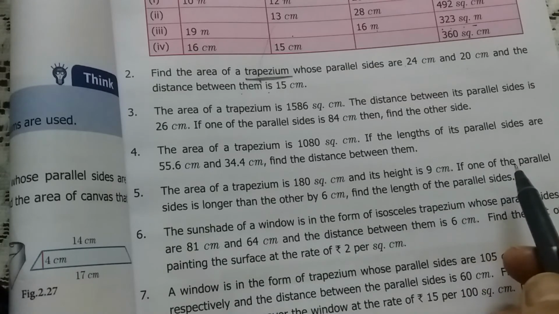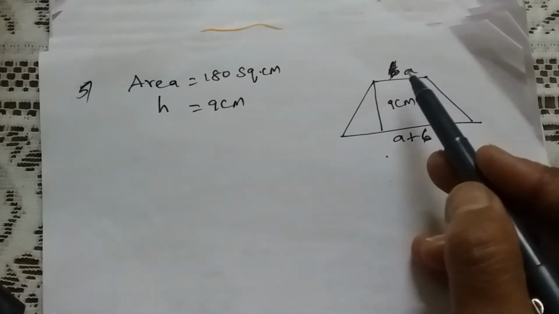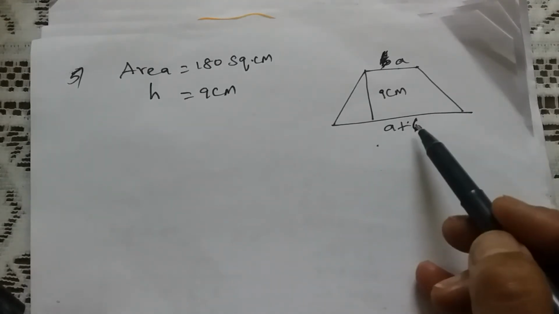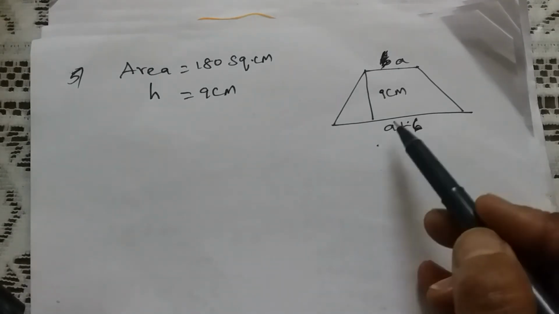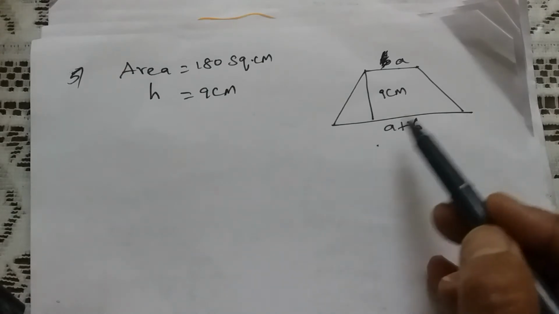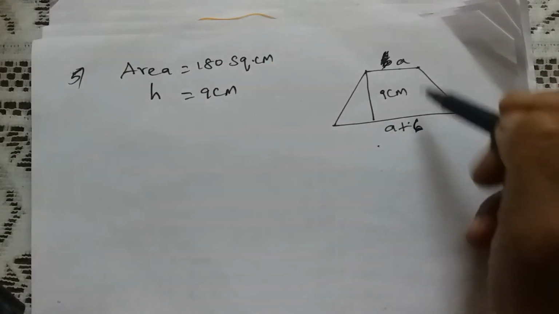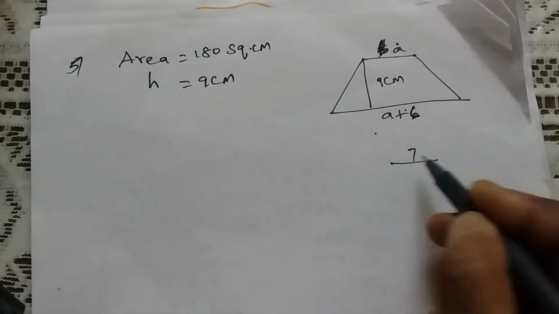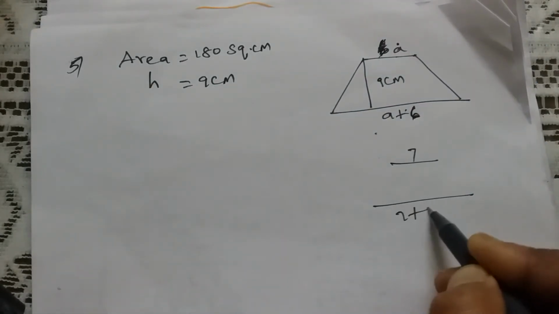One of the parallel sides. We have two parallel sides. One parallel side is 6 centimeter longer. Longer means what? It is more. Shorter means it is less. Longer means it is more. This side is 6 centimeter more than the other side. Suppose if this is 7, then this side will be 7 plus 6, 13.